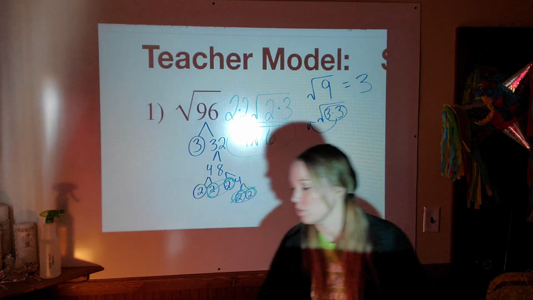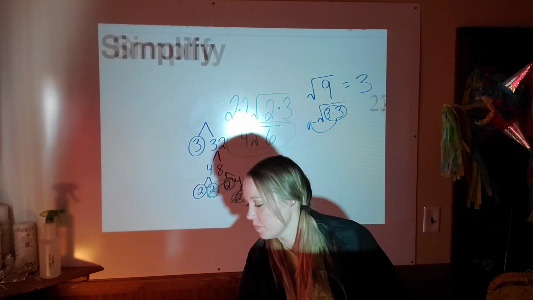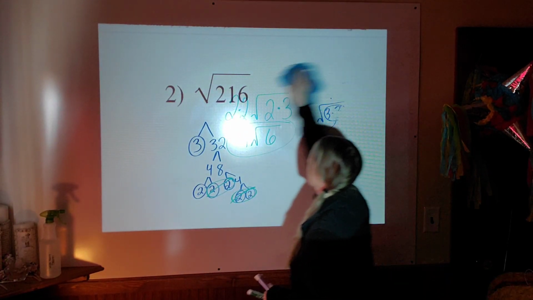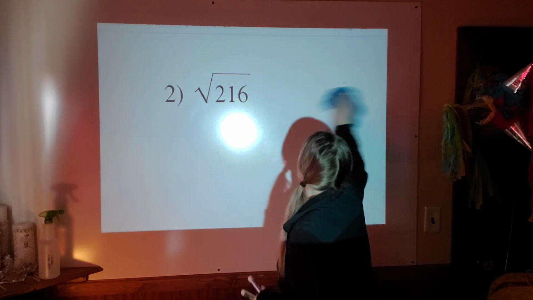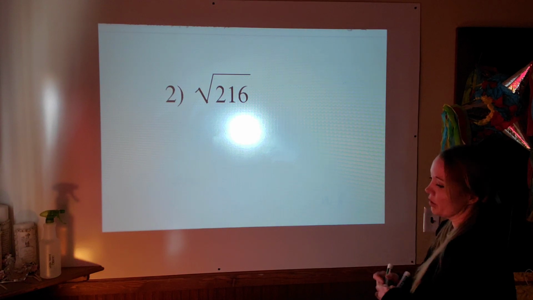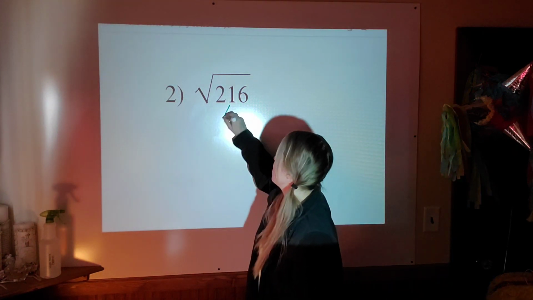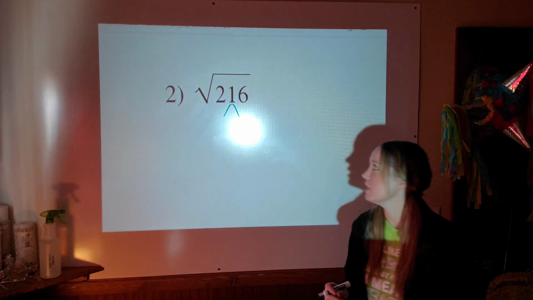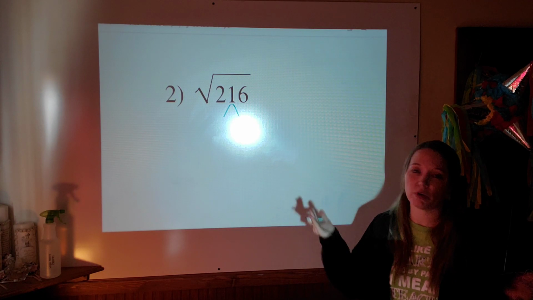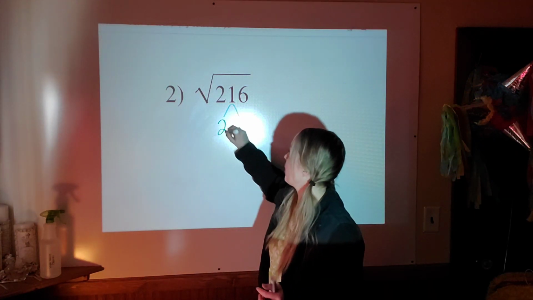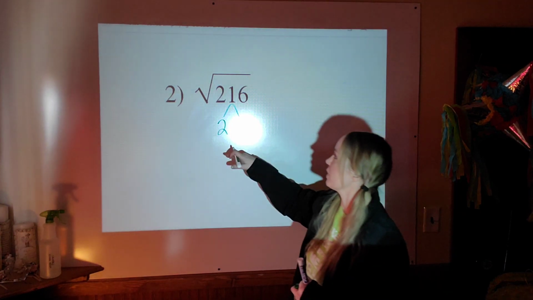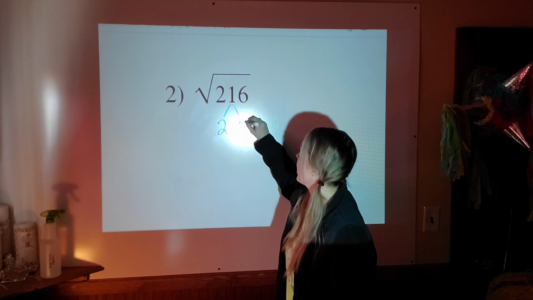Going to move on to the next one. So 216, it's a big number. We're going to break this down. So you have, first of all, it's an even. Even numbers are easy because you can just say 2 times something. And in order to figure what that 2 times something is, you would just divide it by 2. So 216 divided by 2 is going to be 108.